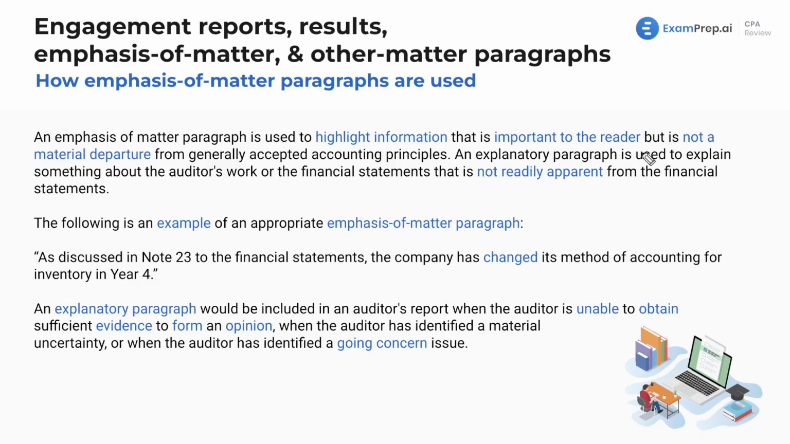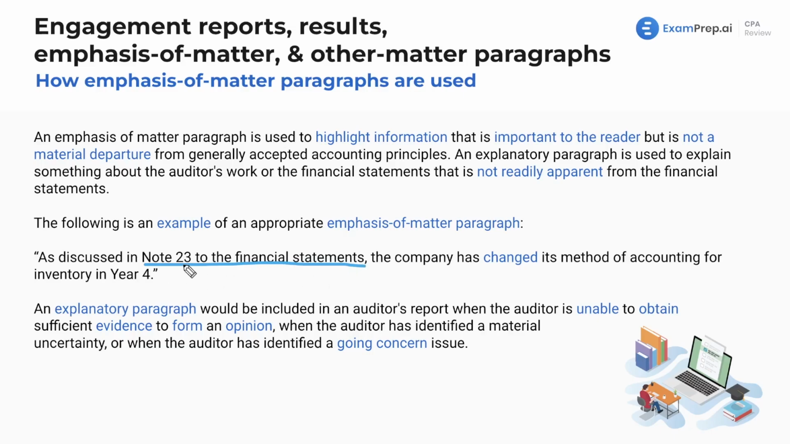An explanatory paragraph is used to explain something about the auditor's work or the financial statements that is not readily apparent from the financial statements themselves. Here is an example of an appropriate emphasis of matter paragraph, as discussed in Note 23 of the financial statements. Just to drill on this point, we went over possible notes to the financial statements, things you might see there. And we're going to have Note 1, Note 2, Note 3.